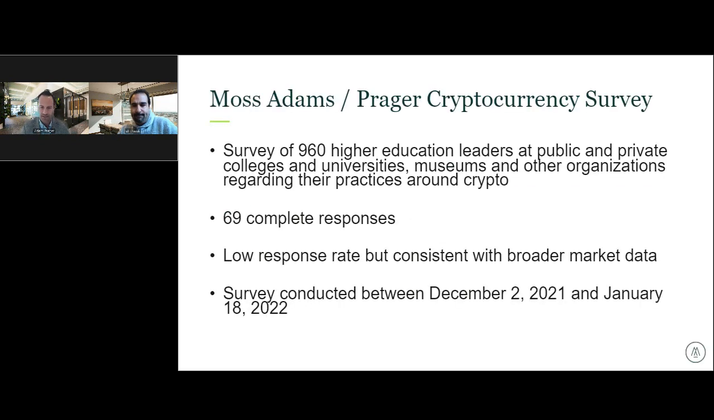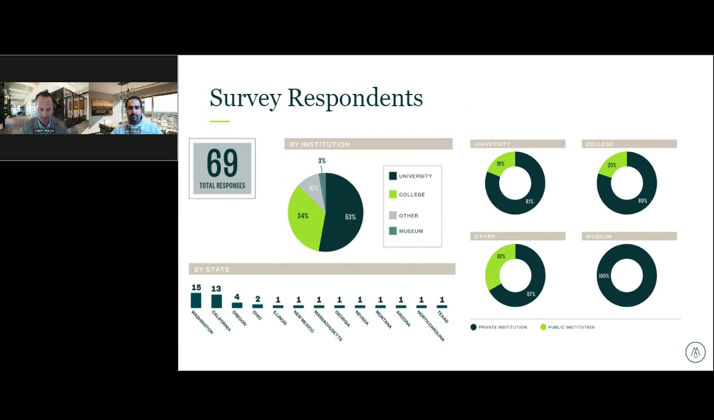We conducted the survey towards the end of last year, the beginning of this year. We had the survey open for about a month and a half or so. We sent the survey to almost 1,000 individuals, mostly higher ed, but certainly some at cultural institutions, museums. And we got a response rate pretty consistent with general survey responses, which is a little under 10%. So we viewed that the results were telling in terms of getting the data to form some understanding.